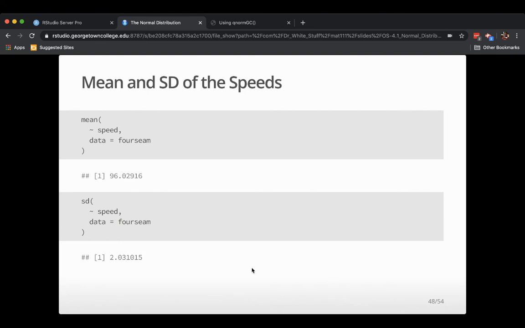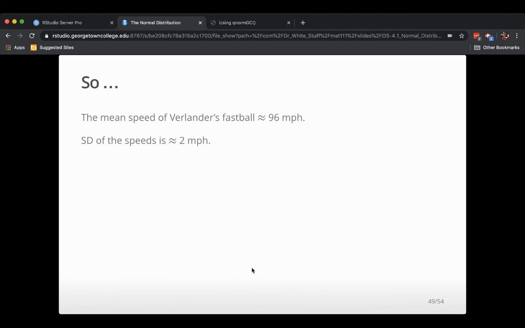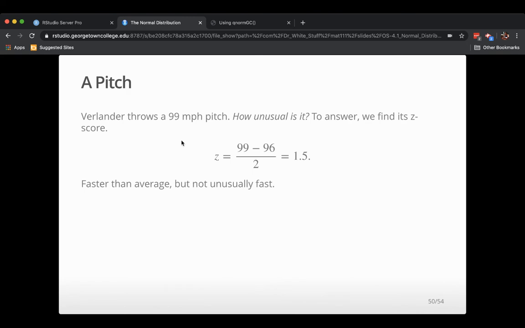Okay. So mean speed of Verlander's fastballs is about 96 miles an hour. Standard deviation of the speeds is about 2 miles per hour. So now we can think about individual fastball pitches that he throws and get an idea of how unusual they are in terms of their speed. What if he throws a 99 mile per hour pitch? That's an above average speed. It's bigger than 96. But how unusual is it really?